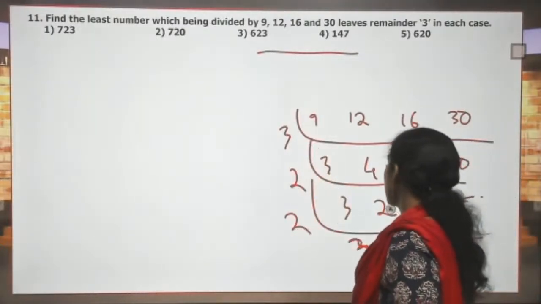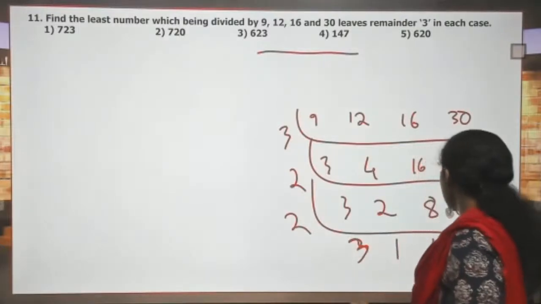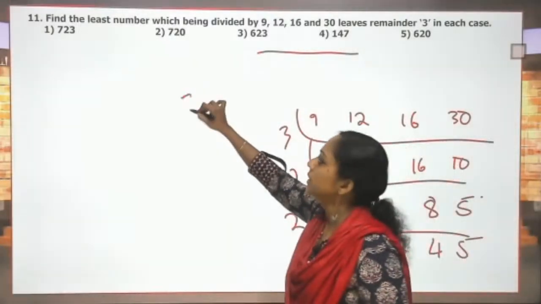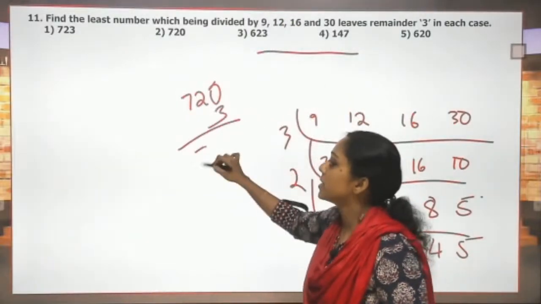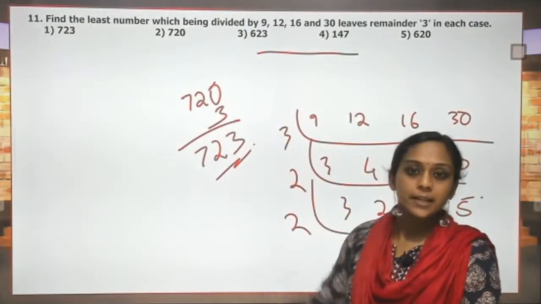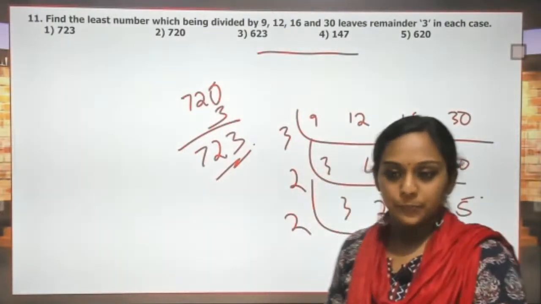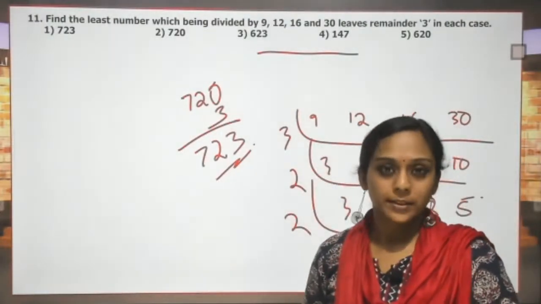So this will be 6 6s are 36, 36 into 20. So that is 720. So the LCM is 720 plus remainder 3. So our answer is 723. Option 1.